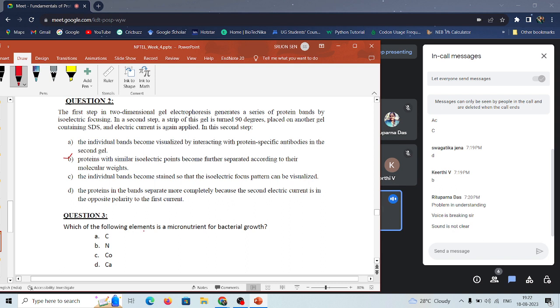The next question: which of the following elements is a micronutrient for bacterial growth? Is it calcium, cobalt, nitrogen, or carbon? This is a direct question. So, anyone else wants to answer? Okay.